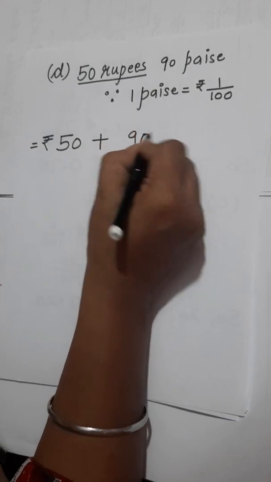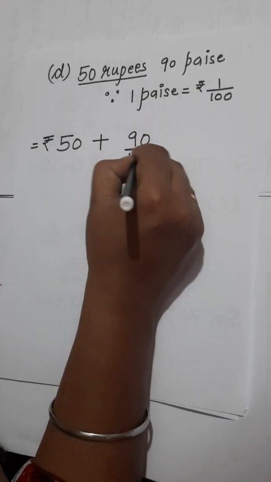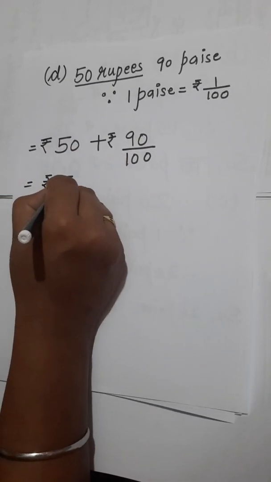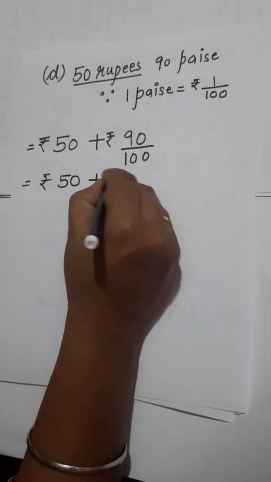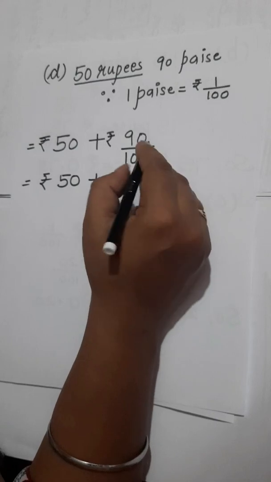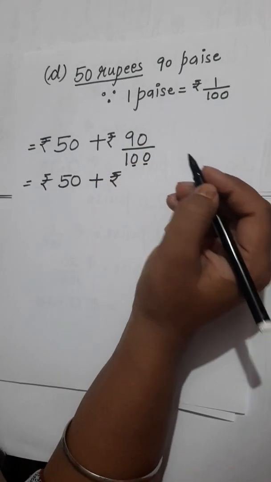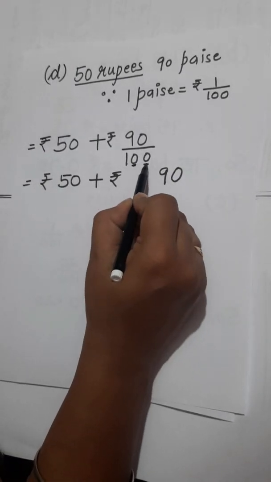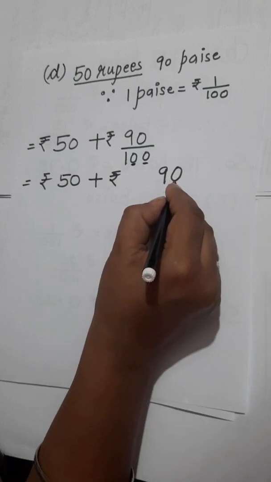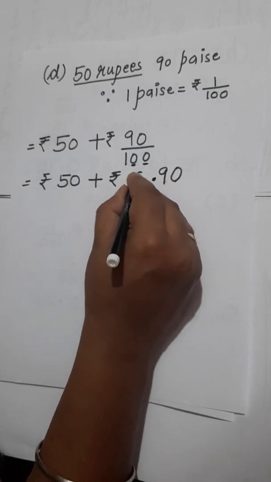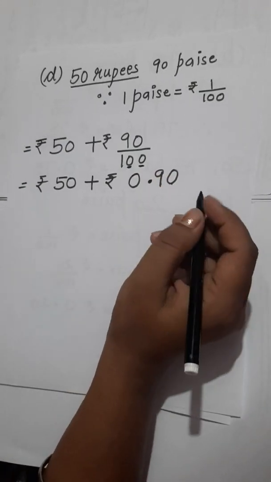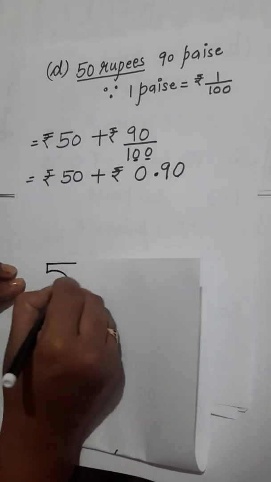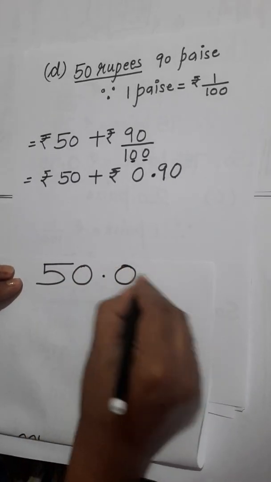Now 90. When you divide 90 by 100, so you will write rupees. So here rupees 50 plus rupees. Now express in decimal. As we know, here we have 2 zeros in the denominator, so write the numerator first, then from the right after 2 digits put decimal, so you will write 0.90.